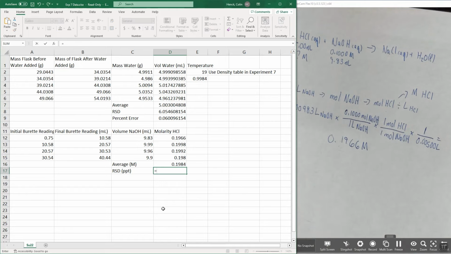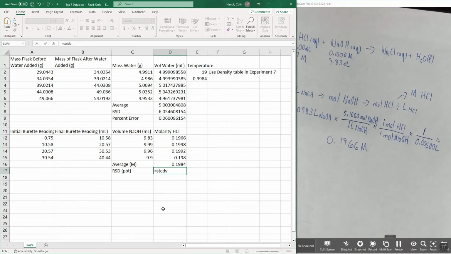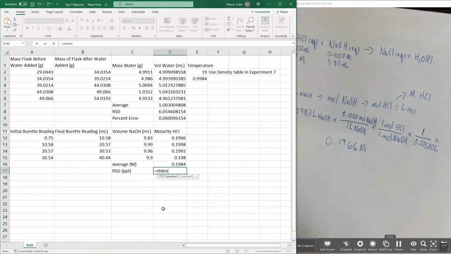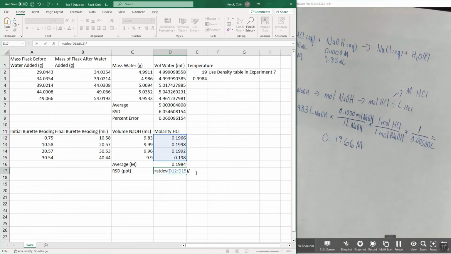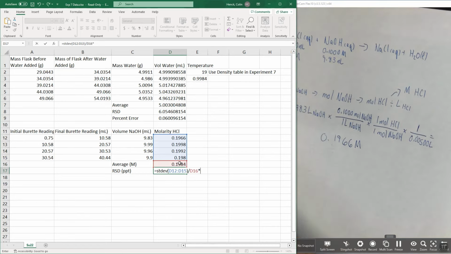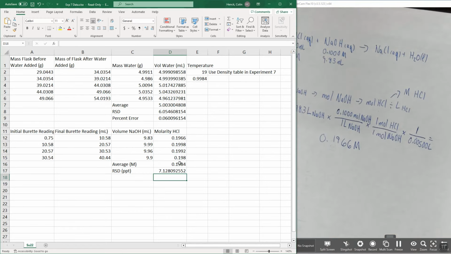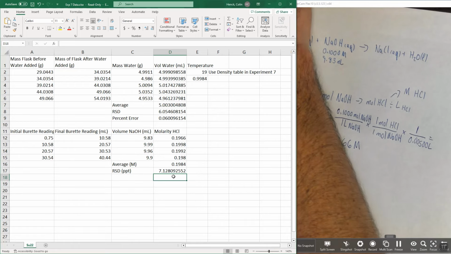Now I'm going to find the RSD, which is going to be the STDEV, which is the standard deviation. Don't highlight the average, only your data, divided by the average, which I just calculated, times 1,000, and we'll get the RSD in PPT. In this case, I get 7.12.